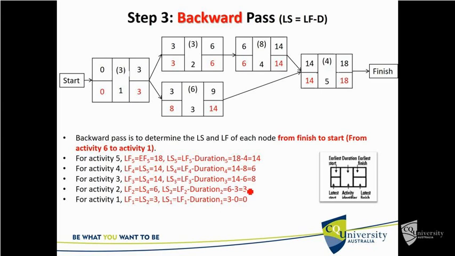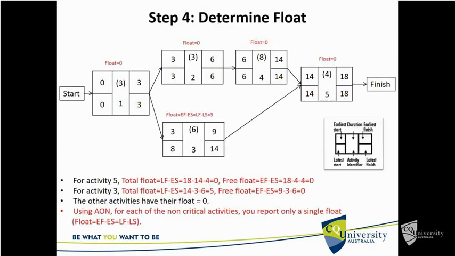Now, we've got to work out the float. If we want to work the float out, it's identical to what you've just looked at. So for activity 5 over here, the float is the latest finish minus the earliest start, which is 18 minus 14 minus 4, which is 0. So no float. There's no leeway. The same will work out for these.